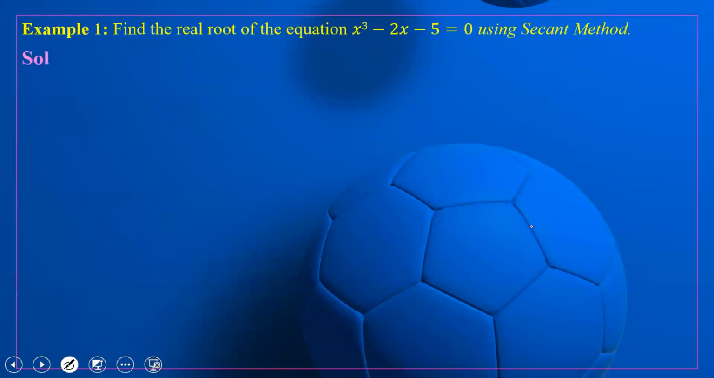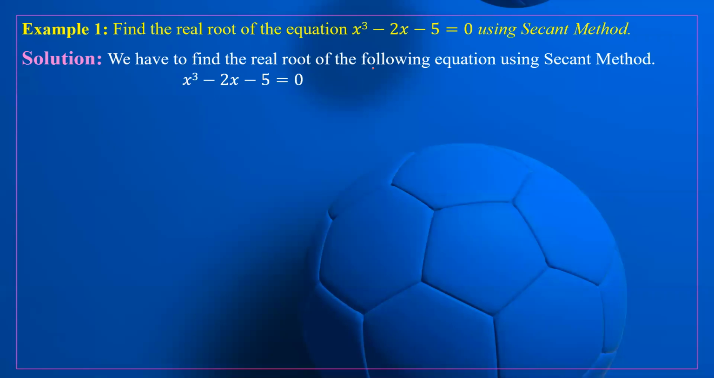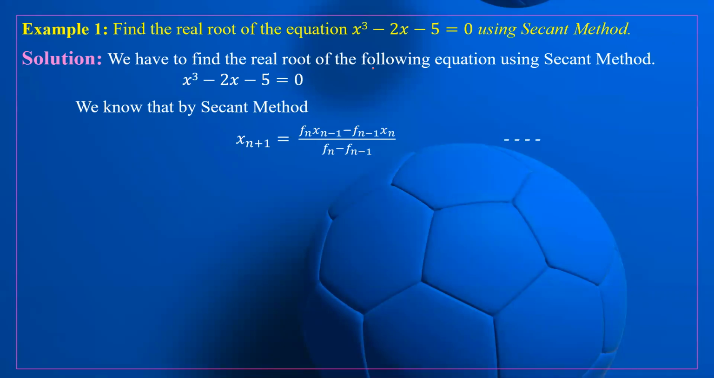Let us take one example. Find the real root of the equation x cube minus 2x minus 5 equal to 0 using the secant method. We know that by the secant method, x n plus 1 is equal to x n minus 1 f n minus x n f n minus 1, upon f n minus f n minus 1.